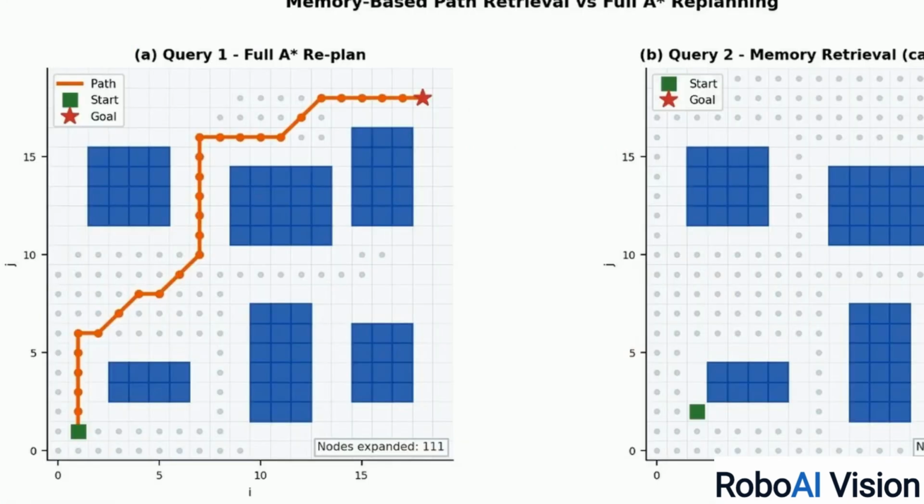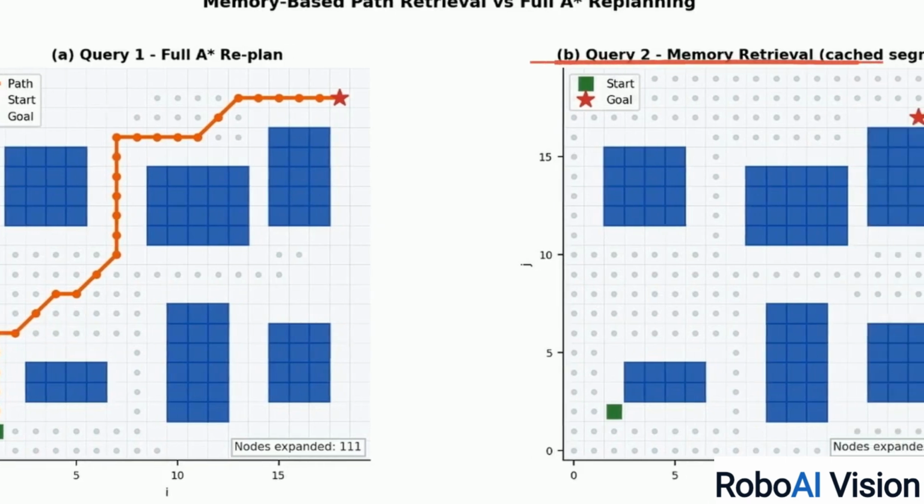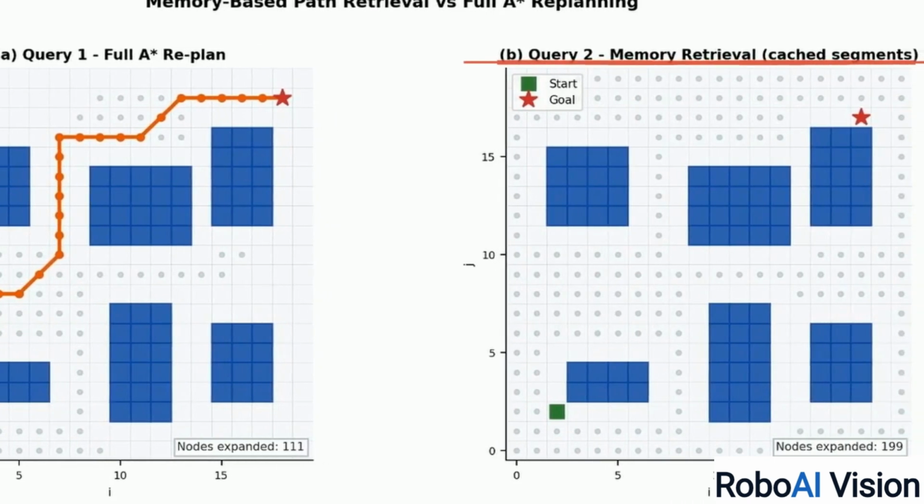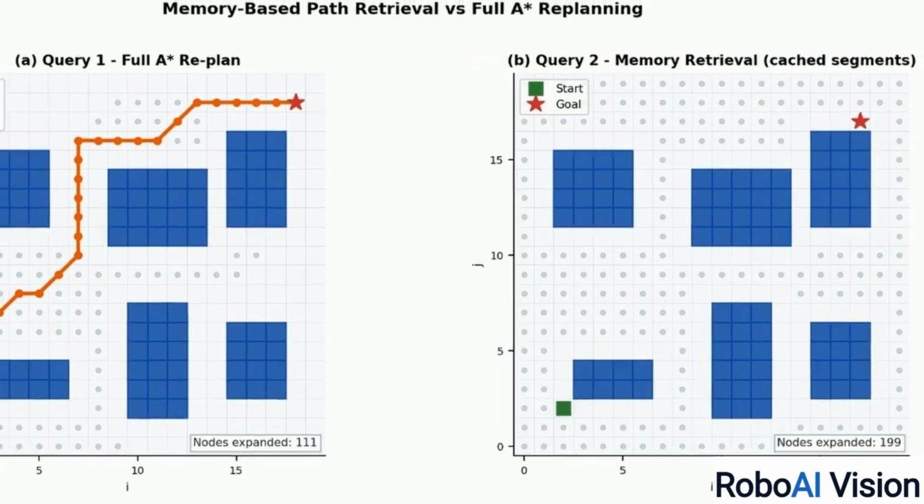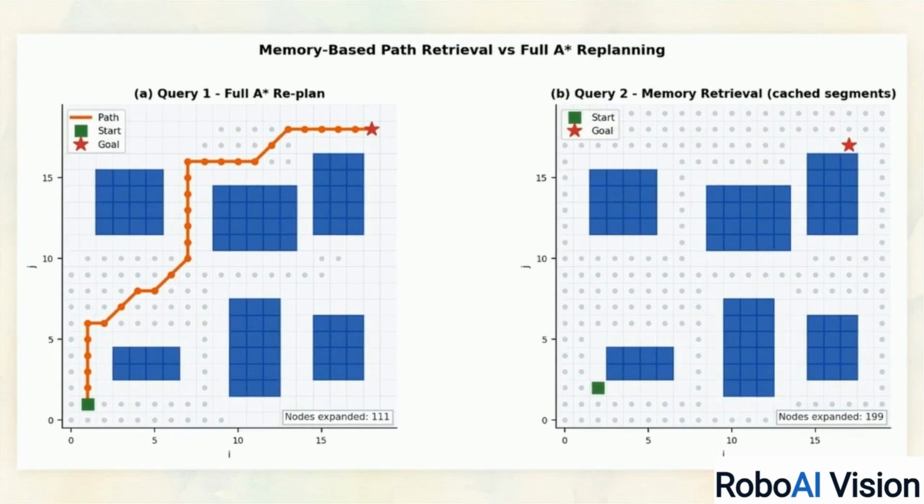This comparison reveals the efficiency gain. On the left, a standard search expands a massive scatter of gray nodes to find the route. On the right, the memory system simply connects the cached path segments, ignoring the vast majority of the grid. This retrieval drops mean computation time from 12.1 down to just 1.3 milliseconds.